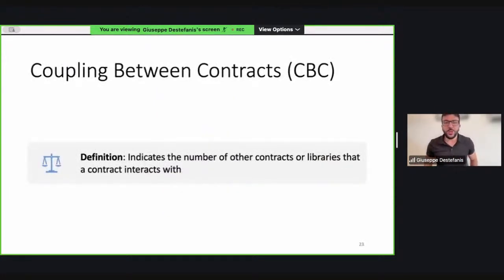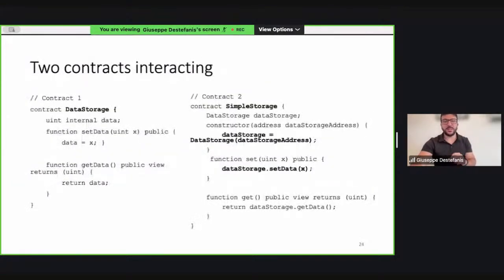Another measure is called coupling between contracts. This is a metric that we introduced in the paper because it's coupling between classes, but here we have contracts. And this indicates the number of other contracts that a contract interacts with. It's not like inheritance, because look at this example. I have 2 contracts here. Contract 1 on the left, data storage, and contract 2 on the right.